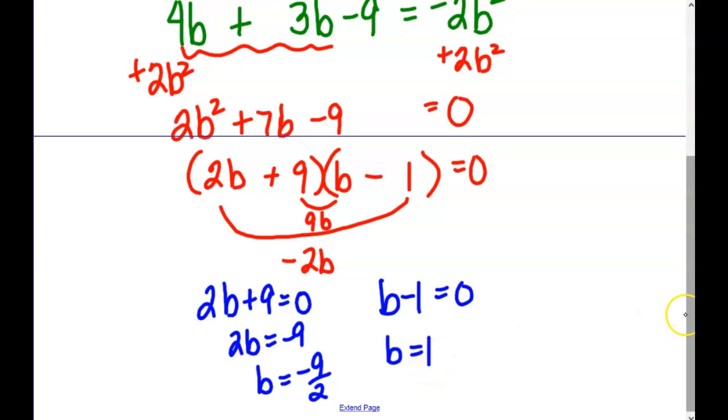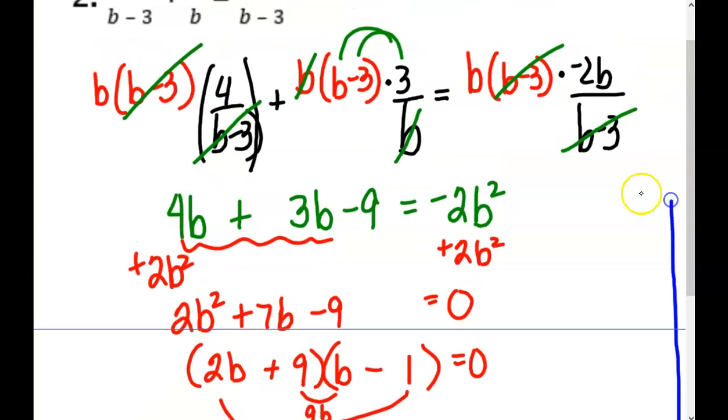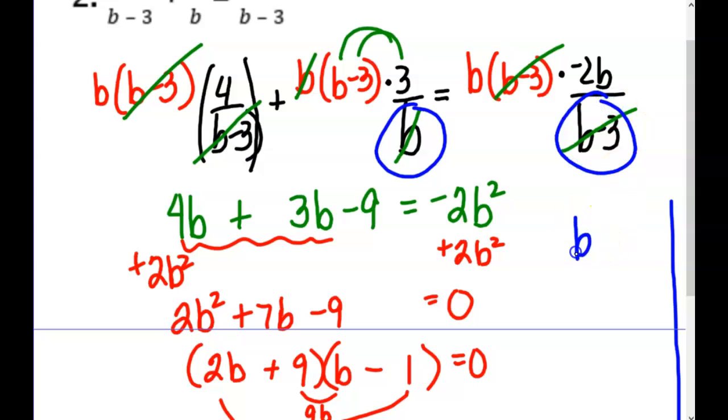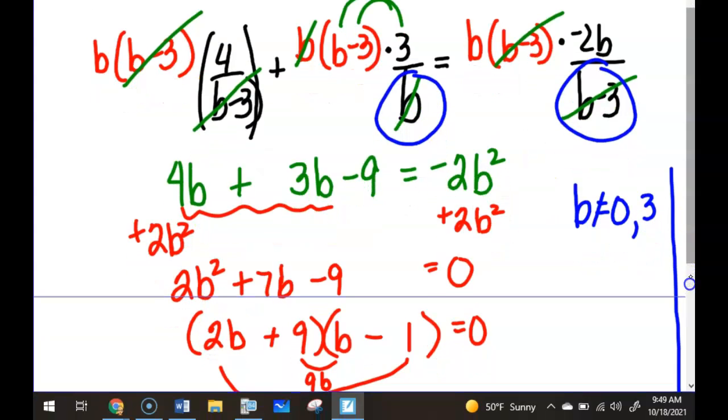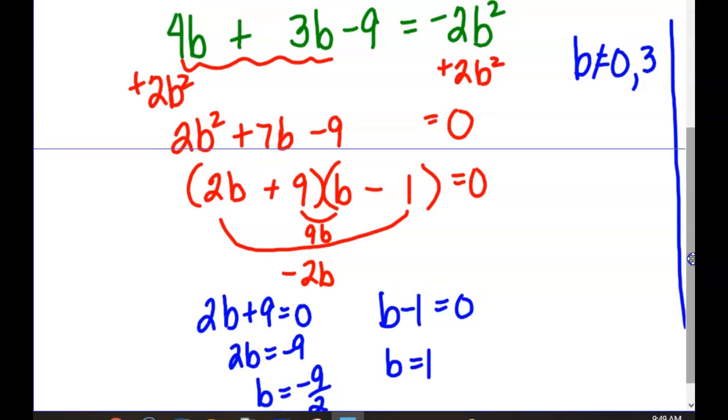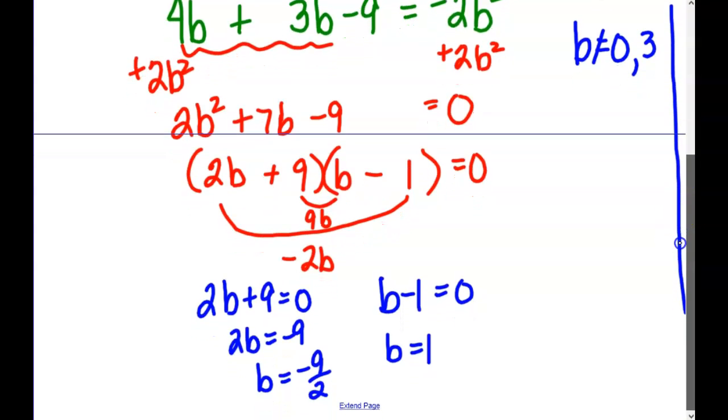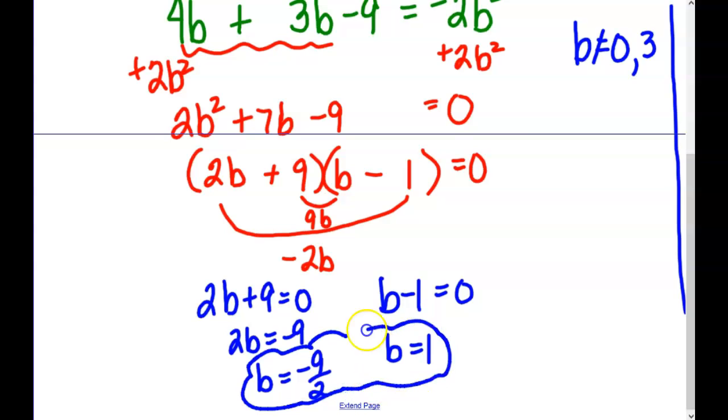Does either one of those make the denominator 0? What are the two things we can't have because of this and this in the denominator? B cannot be 0 or 3, right? And we didn't get either of those. Therefore, both of these answers should be good to go.